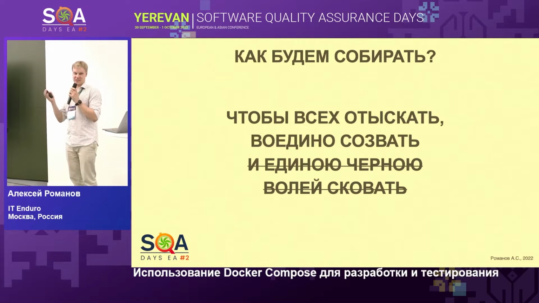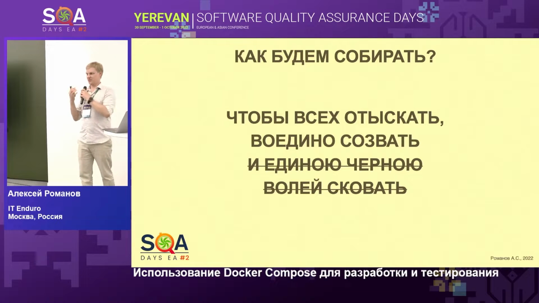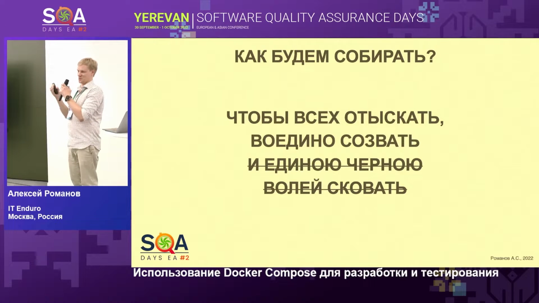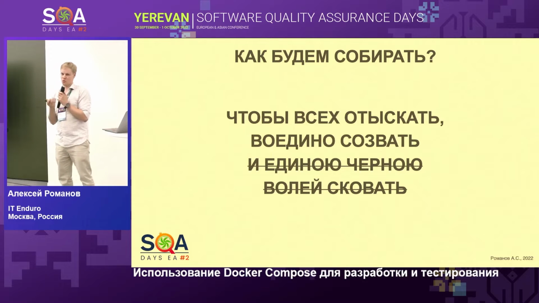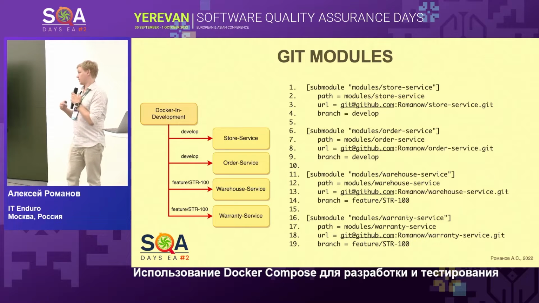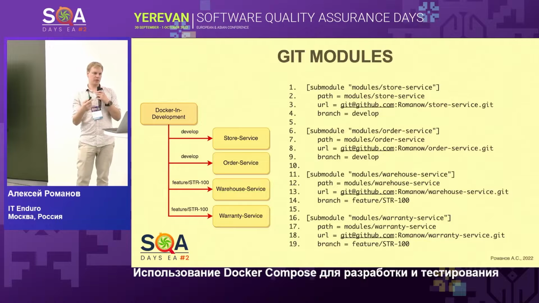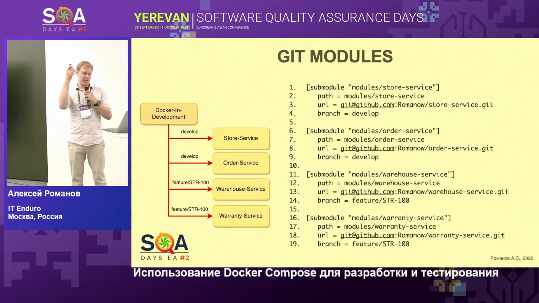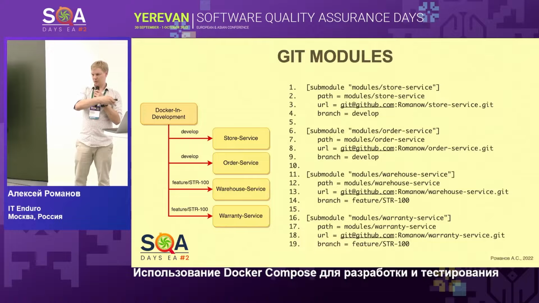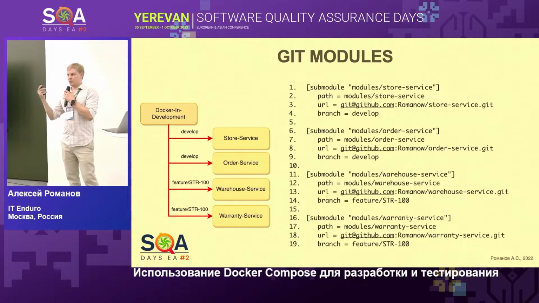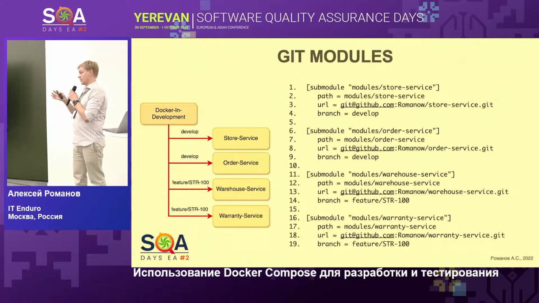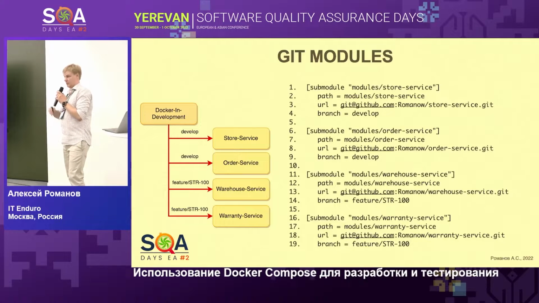How are we going to build it? In fact, like this. We have n projects, and we can use this technology which is called Git modules. These are submodules. We add to our Git repository some additional submodules which appear there as separate projects. The main Git repository continues to operate there.